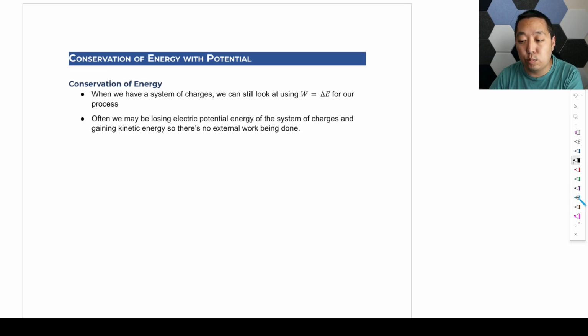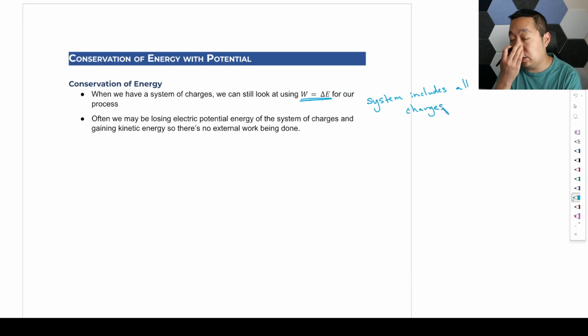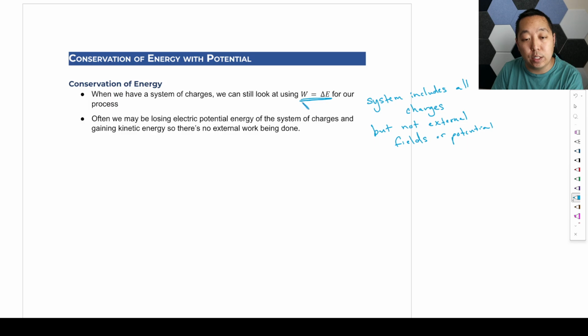All right, so now we're going to look at some problems where we handle conservation of energy when it comes to electric potential. The general idea is when you have a system of charges, you look at work as a change in energy. However, often the system includes all the charges, maybe or maybe not. If you have a bunch of charges that are moving, you might include all the charges, but maybe not, say, external fields or potential. Okay, so the core idea is we are going to use work as a change in energy.